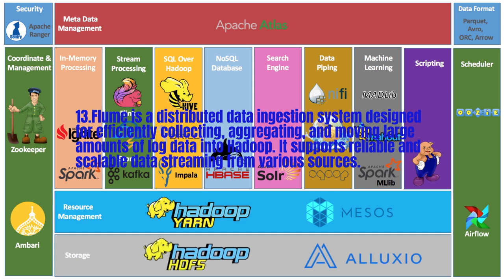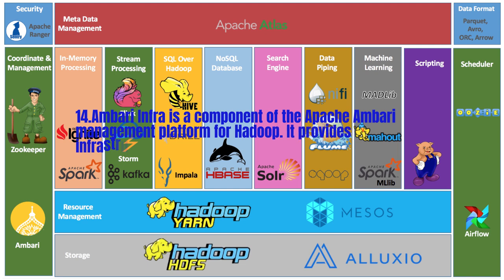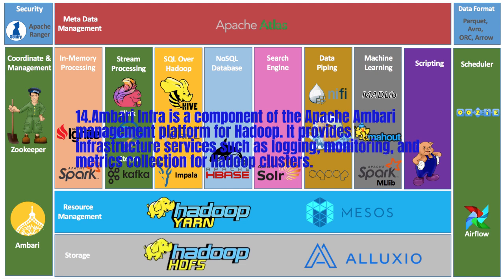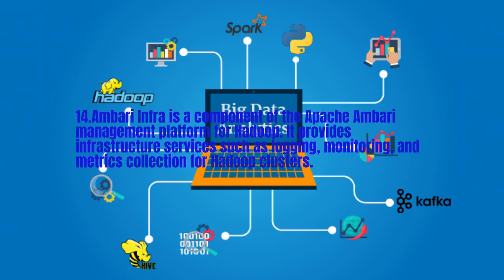And the other one is Ambari Infra. Ambari Infra is a component of the Apache Ambari management platform for Hadoop. It provides infrastructure services such as logging, monitoring, and metrics collection for the Hadoop cluster.